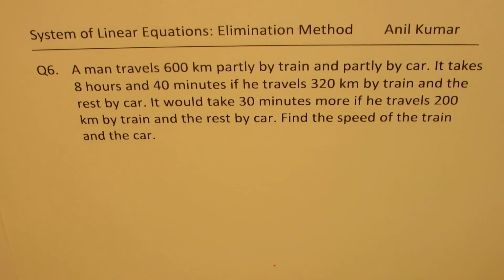Here is question number 6, which relates distance, speed, and time. A man travels 600 kilometers, partly by train and partly by car. It takes 8 hours and 40 minutes if he travels 320 kilometers by train and the rest by car. It would take 30 minutes more if he travels 200 kilometers by train and the rest by car. Find the speed of train and car.